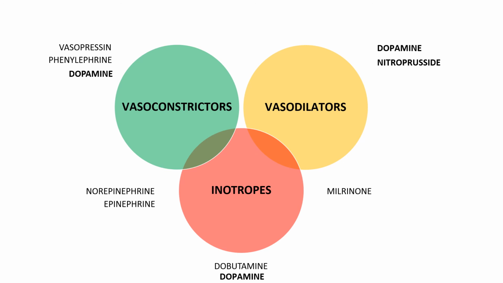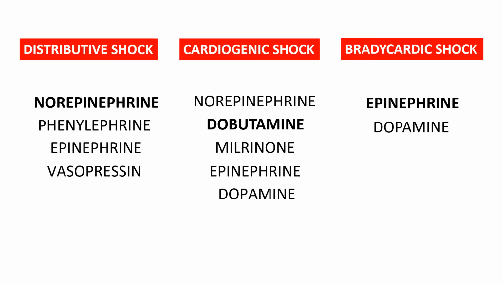And lastly, I just want to leave you with this table that summarizes what medications you would use in different shock states. To simplify it, I've sorted it into distributive shock, cardiogenic shock, and bradycardic shock. I've put norepinephrine in bold under distributive shock, as it is the agent of choice as a first-line pressor. Dobutamine is bolded for cardiogenic shock, and epinephrine is bolded for bradycardic shock. And those are my preferences as go-to vasoactive medications to use in these different shock states.